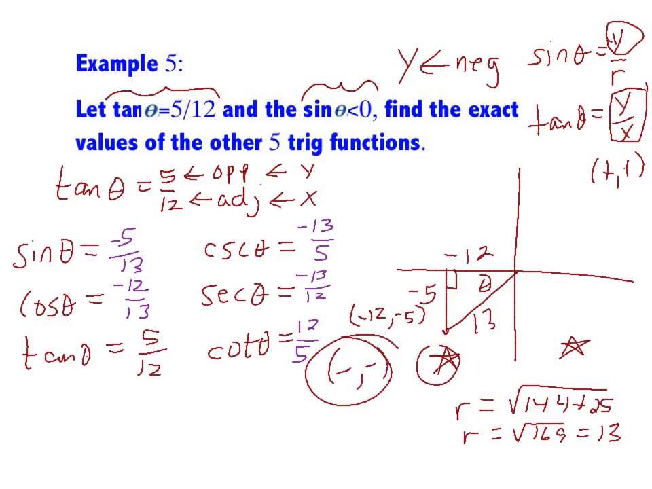So that is how we find them when we're given these kinds of interesting clues. We base it on what we know about our quadrants.